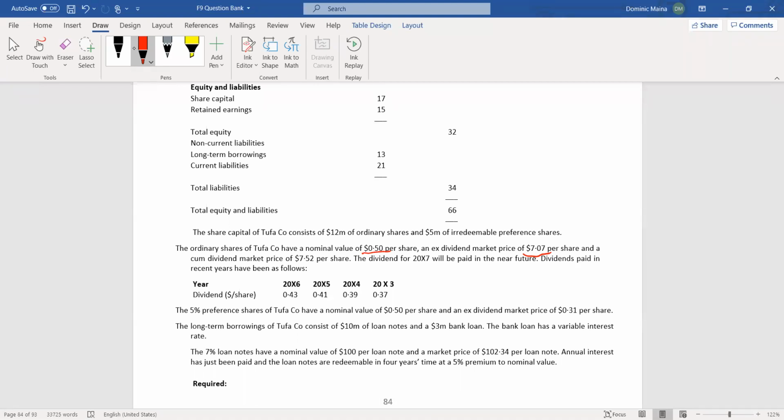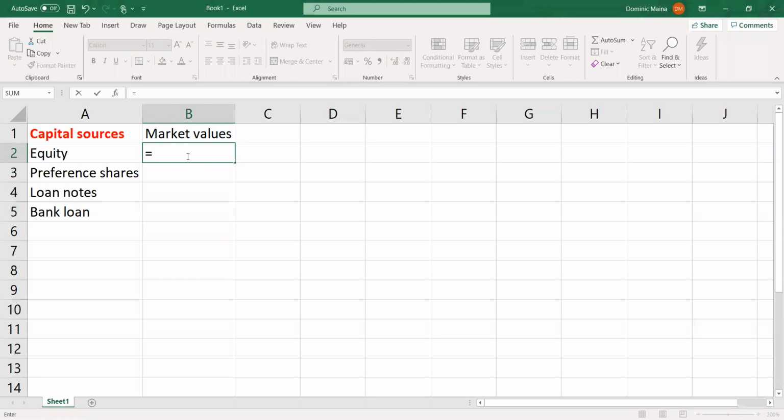Now, the share capital, which is 17 million, is made of 12 million equity share capital and 5 million of preference share. So for equity, it is 12 million. Therefore, the number of issued equity shares is 12 million divided by 0.5. We multiply by the market price to get the total market value. So the market value for equity shares is equal to 12 million.